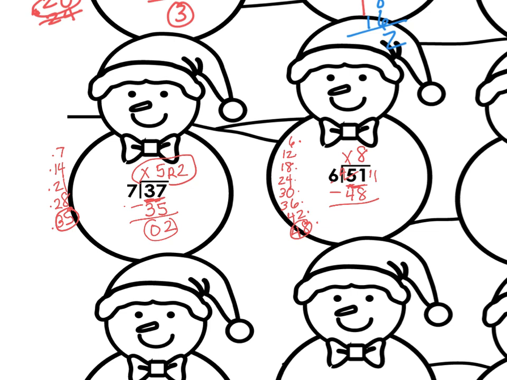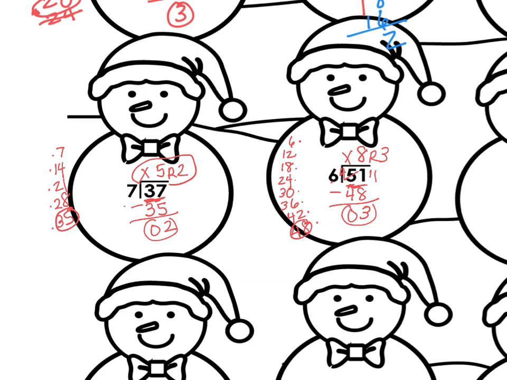Then I'm ready to subtract. 11 take away 8, 3. And I have a 4 take away 4 is 0. So then I'm going to check if the 6 can go into the 3. No, it cannot. So this is my remainder. So I have 8, remainder 3.